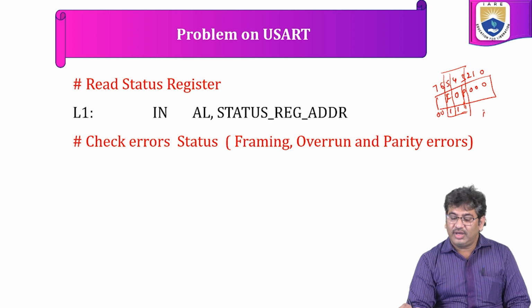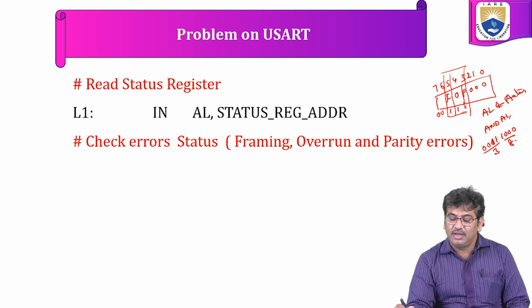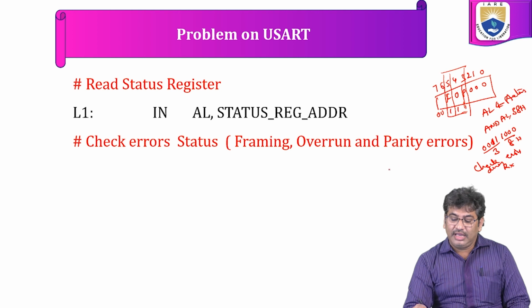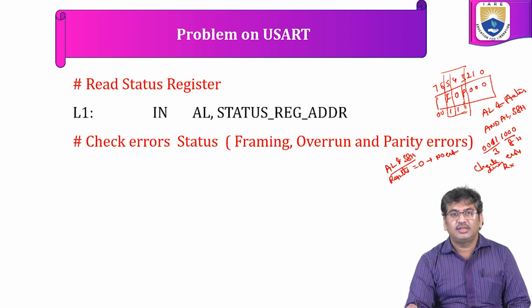So now whatever value we have read, that is the AL register contents, which holds the status register, we are going to AND AL with 00111000, that is 38H. The purpose of ANDing with 38H is checking whether errors are there or not during receiving. Whenever you AND the AL contents with 38H, if the result is 0, it indicates there are no errors, then you can go for checking whether the receiver is ready or not, then we can receive the data. If it is non-zero, that indicates some errors occurred, which will be reflected in the error flag.